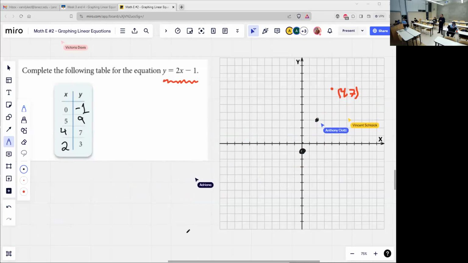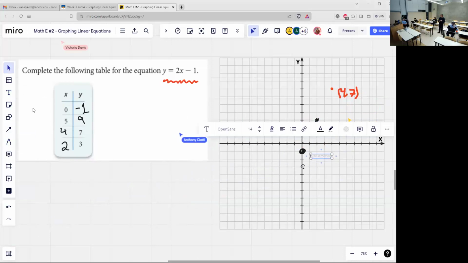Someone can write 4, 7 very neatly. Remember, you don't actually have to ever write with your pen. There is a text tool. If you want to type out the text of a coordinate pair, that's often easier than trying to write it.